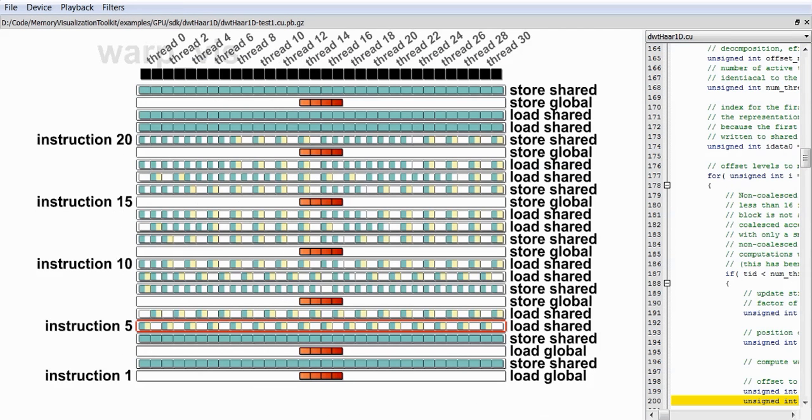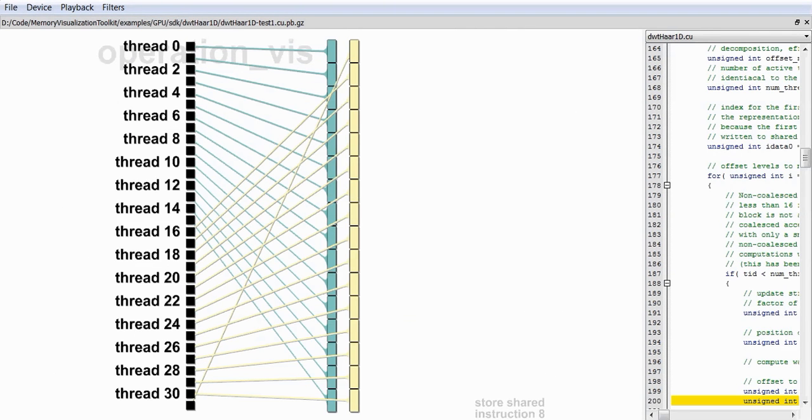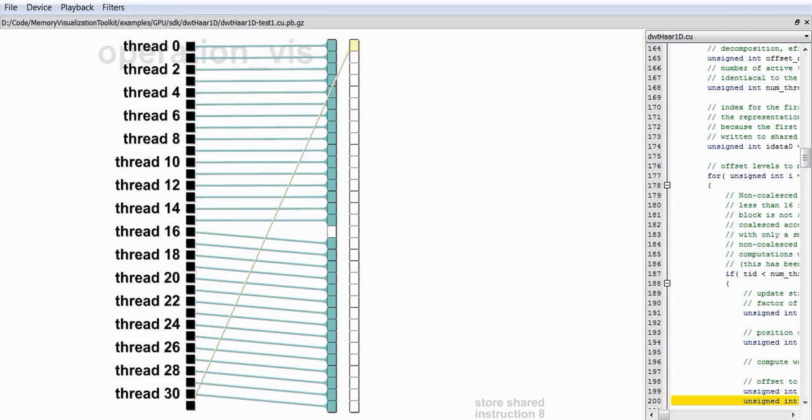The other interesting event is instruction 8. In CUDA 1.0, the instruction results in 2 serialized memory transactions. As a result of the interesting memory access patterns, CUDA 2.0 also results in 2 serialized memory transactions.